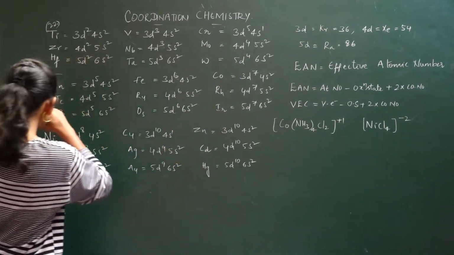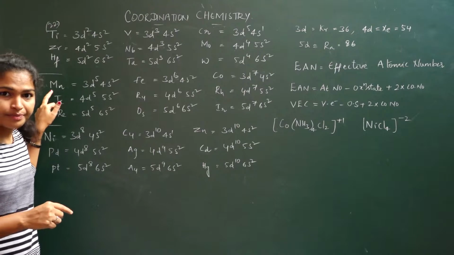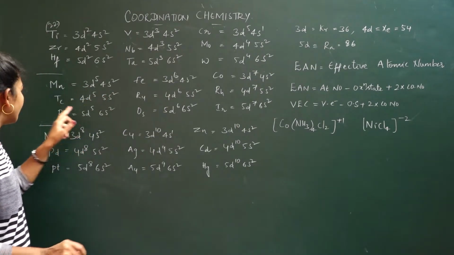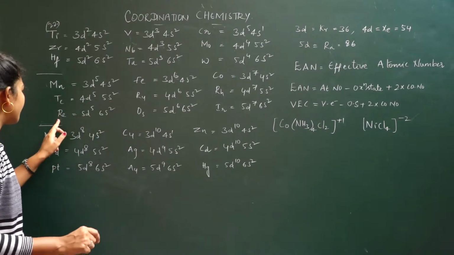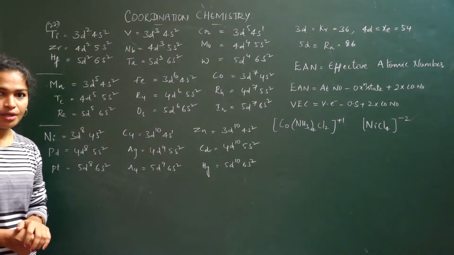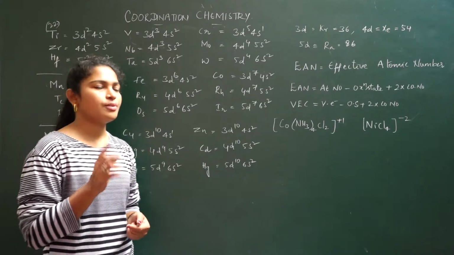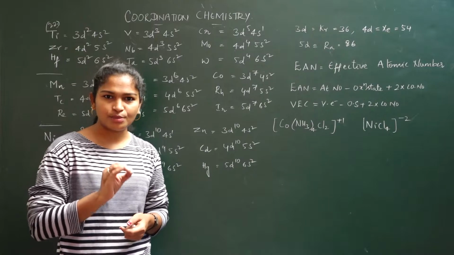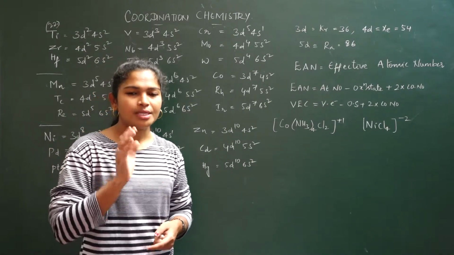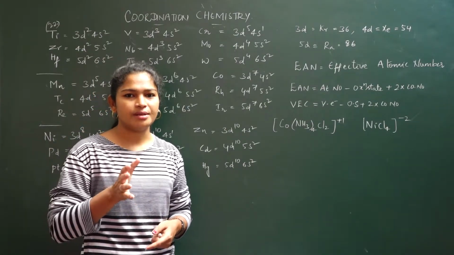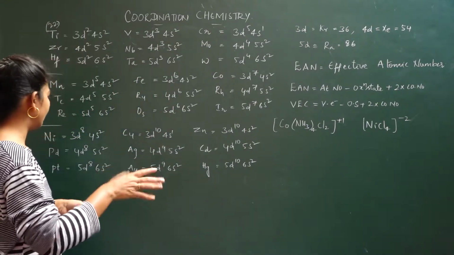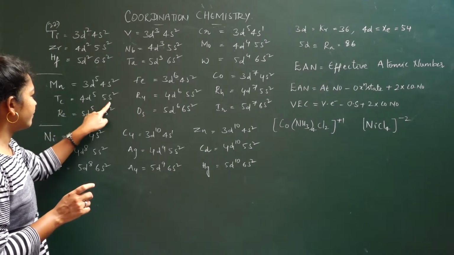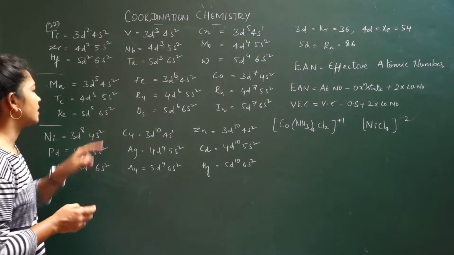Now manganese is 25, right? So 3d5 4s2, technetium 4d5 5s2, rhenium 5d5 6s2. You have to remember, suppose titanium is given: when it comes down the group, the same series follows but the principal quantum number increases. So titanium, zirconium, hafnium, vanadium, niobium, tantalum, that way.